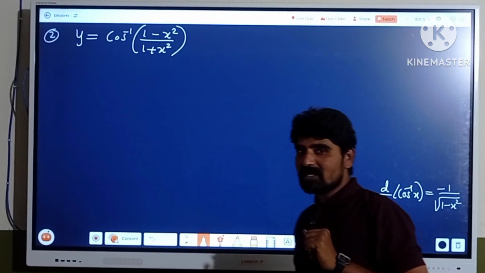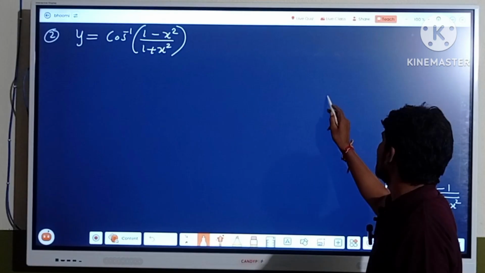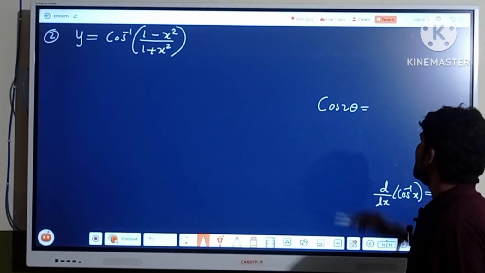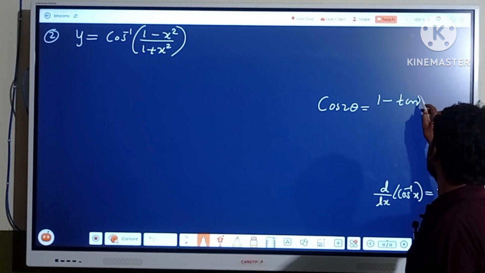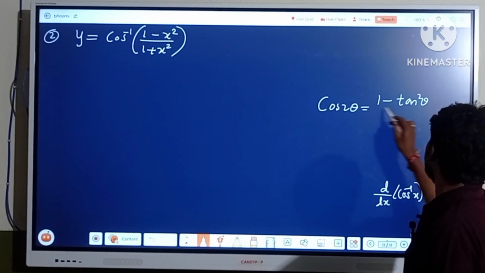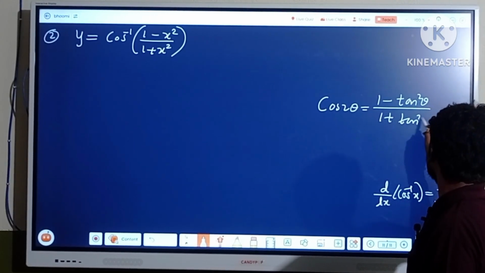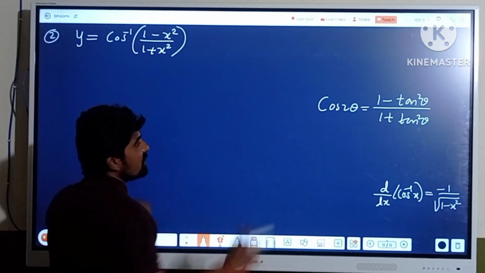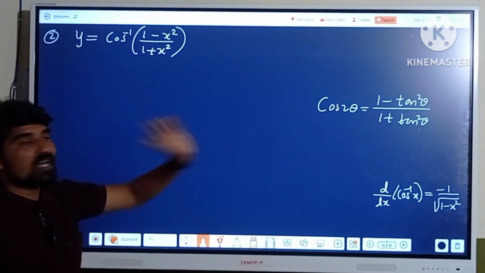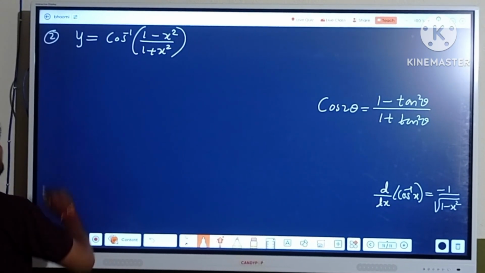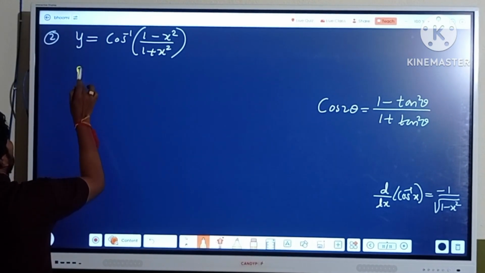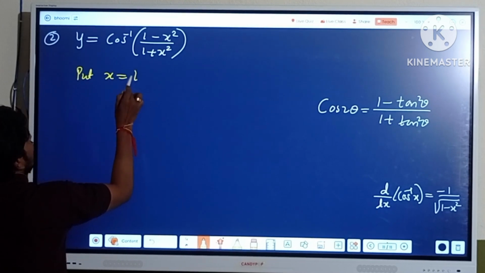Recall the double angle formulas. What is the formula for cos 2 theta? We have four formulas. One of them is 1 minus tan square theta divided by 1 plus tan square theta. On comparing these terms, if we substitute x equals tan theta, it is of the form cos 2 theta. So to write the simplest form of this function, I am going to substitute x equals tan theta.